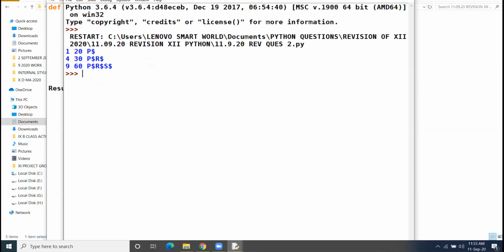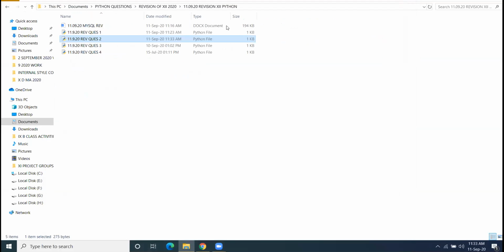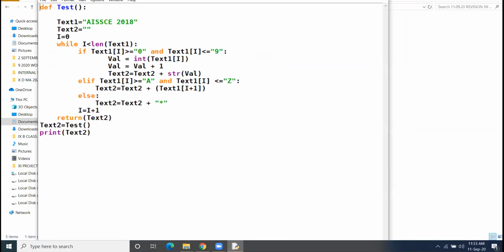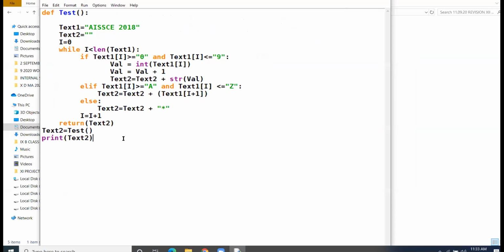Now I start with the third question. Now here we have a string based question. This is my main segment. I have invoked a function test, and whatever value will be returned by this function, it will get stored in the variable text2, and the variable text2 will get printed, right?